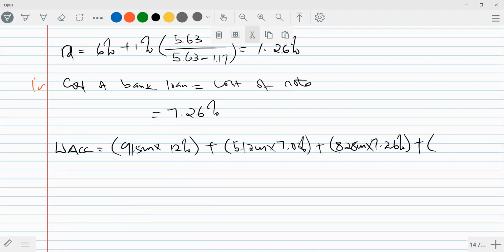The loan has book value, not market value. Don't forget this, they don't have market value. So use the book value, 5 million times 7.26%. And we divide by the total market value from those different finance sources.